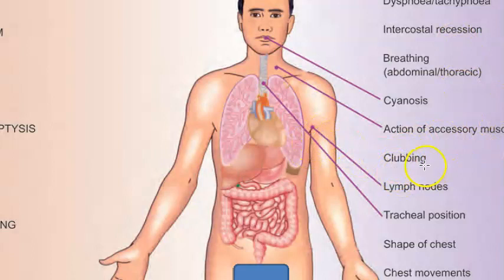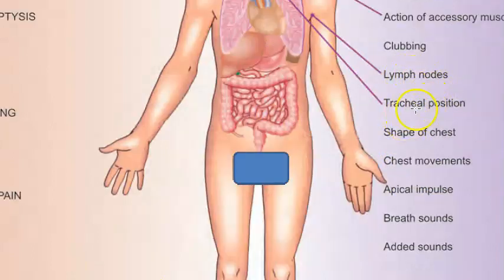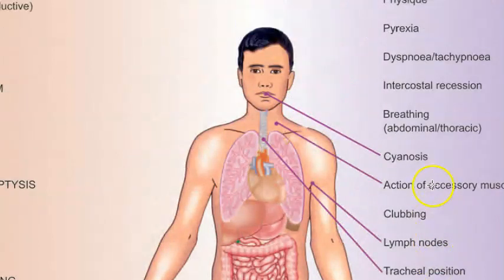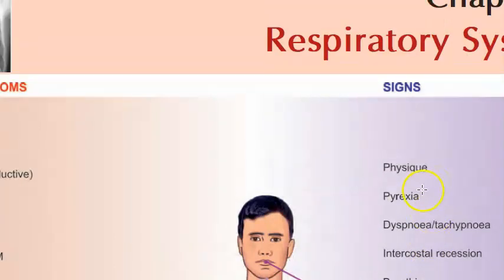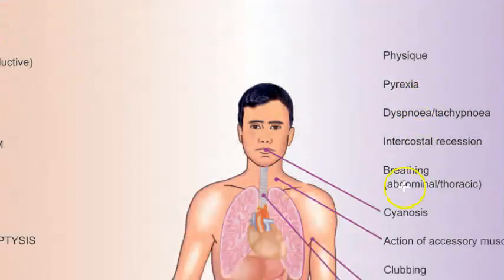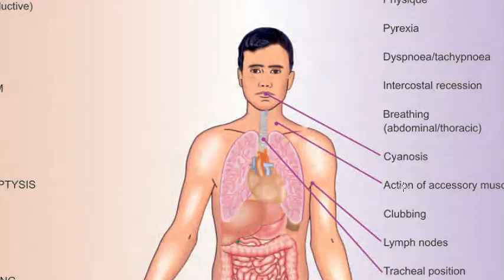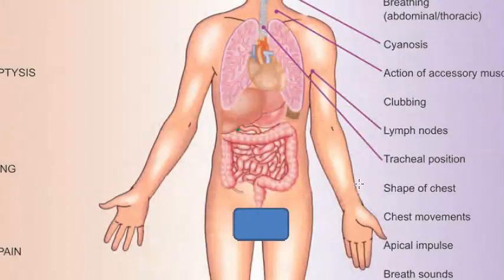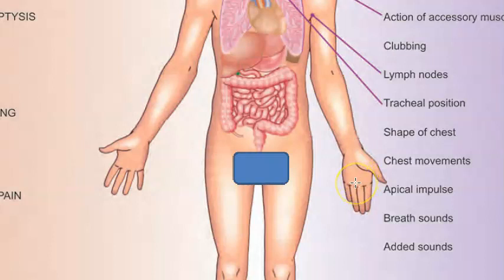Clubbing, if there is clubbing, that is the nails actually. Any lymph node involvement, and how's the tracheal position? Is it deviated to one side? Shape of the chest, movements, apical impulse, breath sounds you will hear in this case, and added sounds. So guys, please pay attention here in the exam. If they ask you what are the signs of respiratory system, you will have to explain these. As a doctor, what do you see? You will see there's chest indrawing, tracheal deviation, lymph node enlargement, the chest shape could be deformed, the apical impulse could be seen or palpated, the breath sounds could be abnormal, etc.